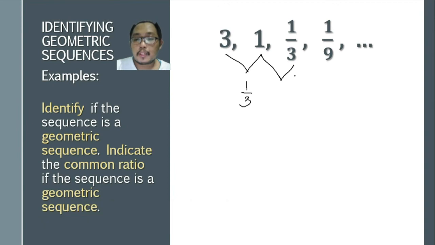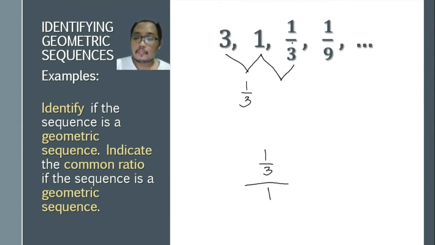If you are not familiar with the process on how to divide fractions such as 1/3 by 1, then I have a video dedicated for fractions. So please try to visit the video first before moving on to this example.